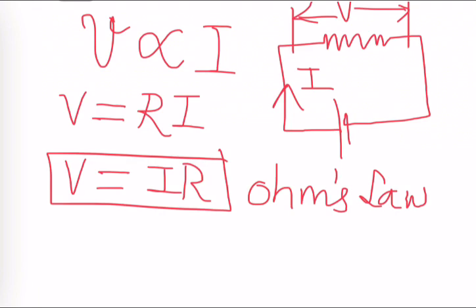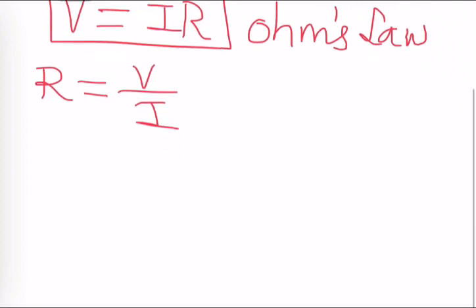So how do you measure the resistance? From this equation, R is equal to V by I. What is the unit of resistance? Resistance is measured in ohm.